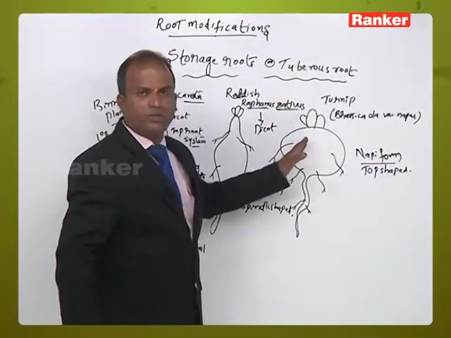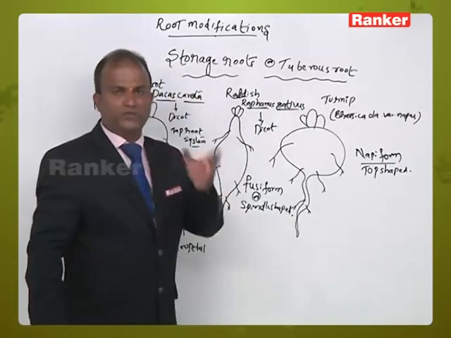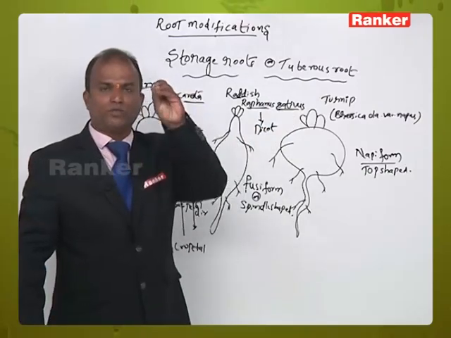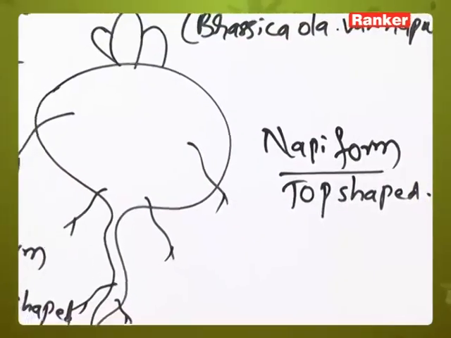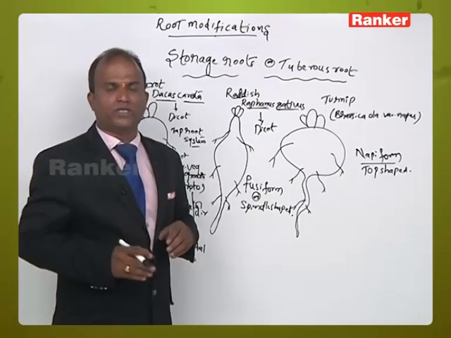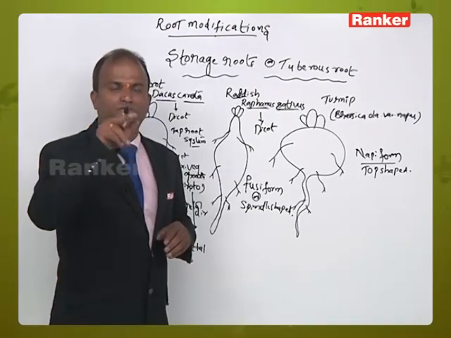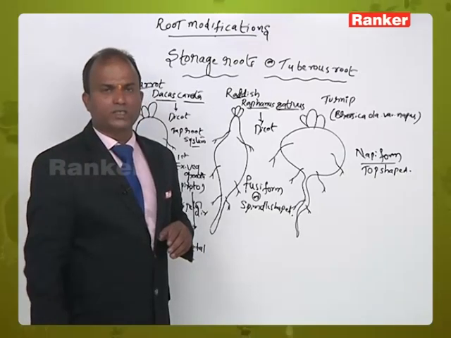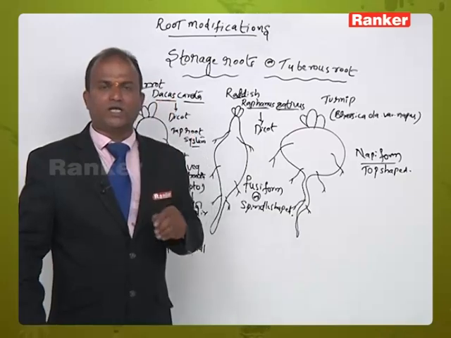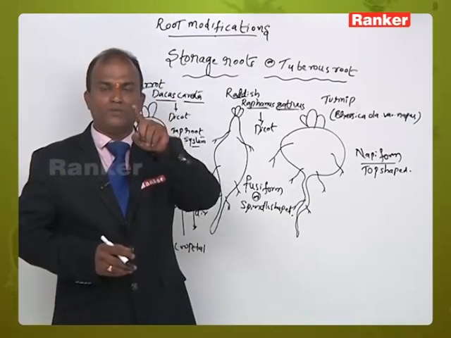In this also, is the taproot system completely storing food materials? No. In this, only the primary root or taproot stores food materials, whereas lateral roots, rootlets and root hairs do not store food material. They help in the absorption of water and minerals. If these root crops are harvested at the end of the second year, who will be the loser? The farmer will be the loser.